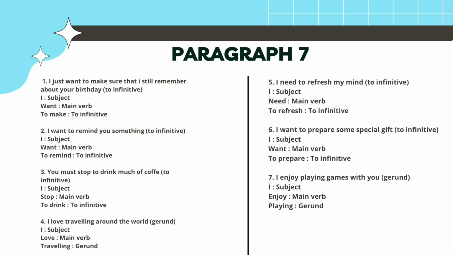Number 6. I want to prepare some special gift. I in here is a subject, want in here is a main verb, and also to prepare is to infinitive. And we move to the last sentence. I enjoy playing games with you. I in here is a subject, enjoy in here is main verb, and then playing games, playing is gerund.